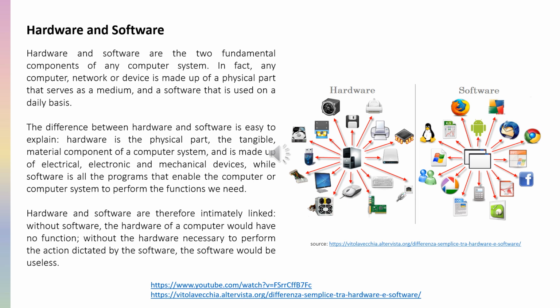Hardware is the physical part, the tangible material component of a computer system, and is made up of electrical, electronic, and mechanical devices, while software is all the programs that enable the computer or computer system to perform the functions we need. Hardware and software are therefore intimately linked. Without software, the hardware of a computer would have no function. Without the hardware necessary to perform the action dictated by the software, the software would be useless.